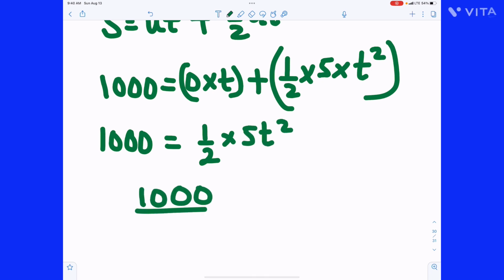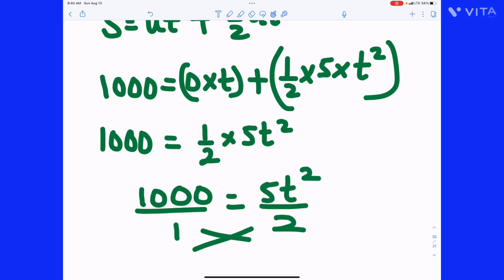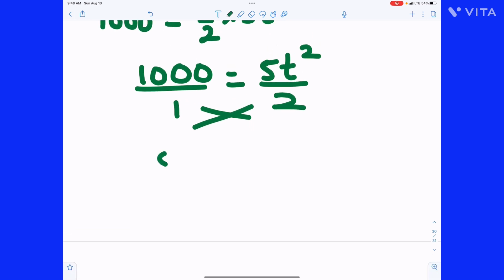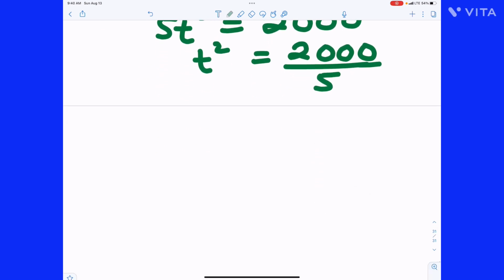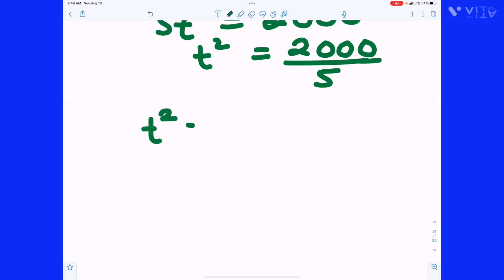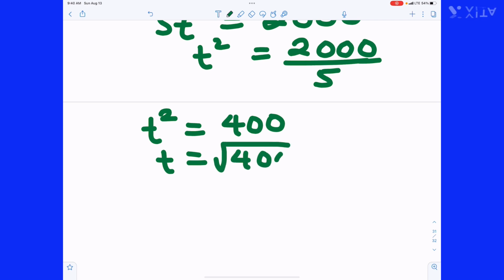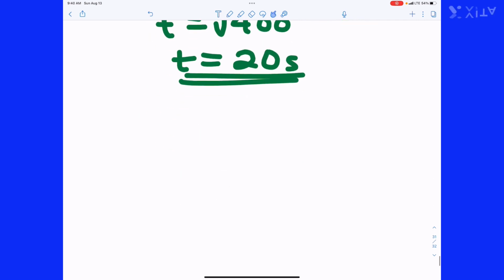So let's cross multiply. 1000 over 1 is 5t squared over 2. That gives you 5t squared is what? 2000. Now t squared is 2000 over 5. So t squared is 400. If t squared is 400, t is square root of 400. And t is 20 seconds. It will take 20 seconds to travel 1 kilometer, accelerating at what? At 5 meters per second squared.